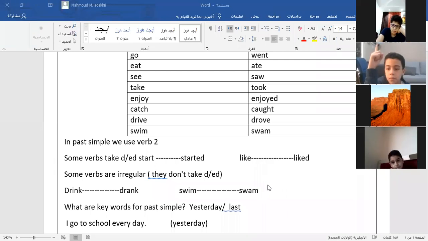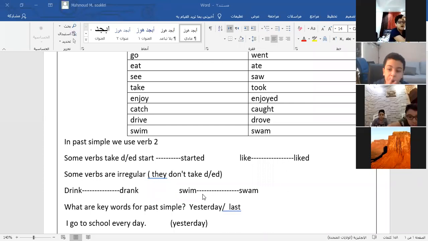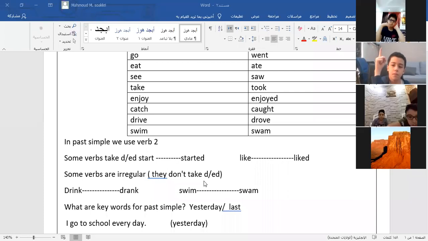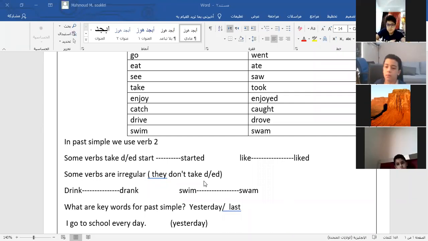Iyad Ibrahim, what are the words that help us to know the past simple? The words that, when we read them, we know that the sentence is in the past. Think about that, Iyad Ibrahim, and I will come to you next. Good. Ed helps us to know that the sentence is in the past. But ed is not a word. Thank you, Iyad Ibrahim, for answering.